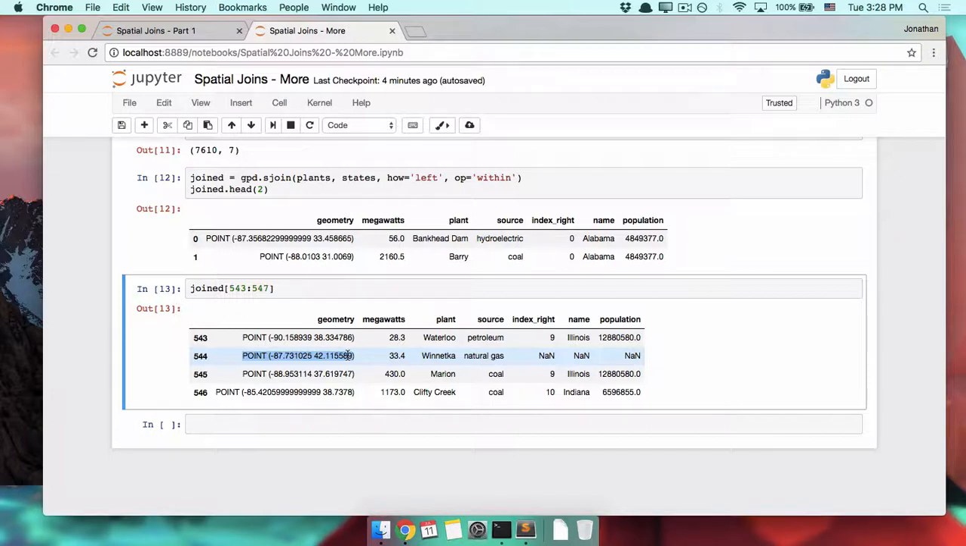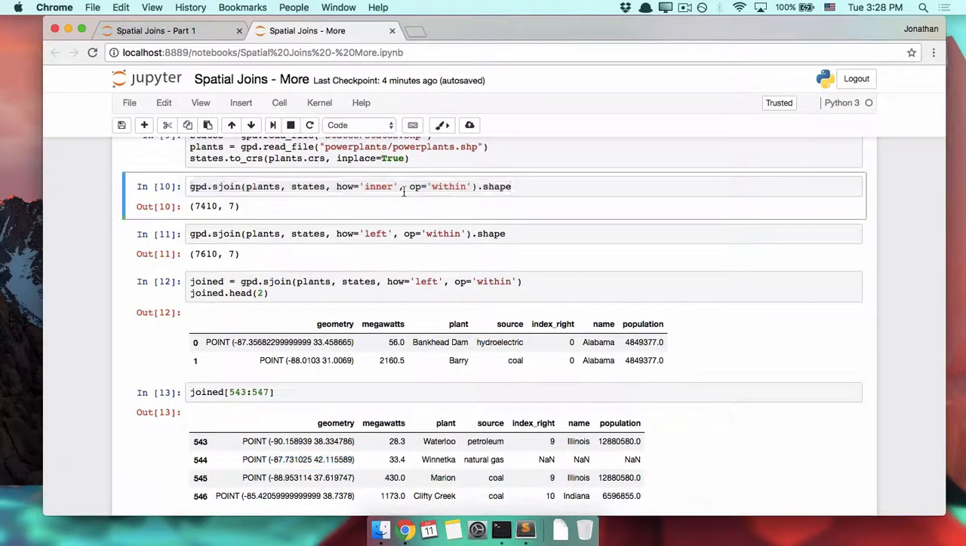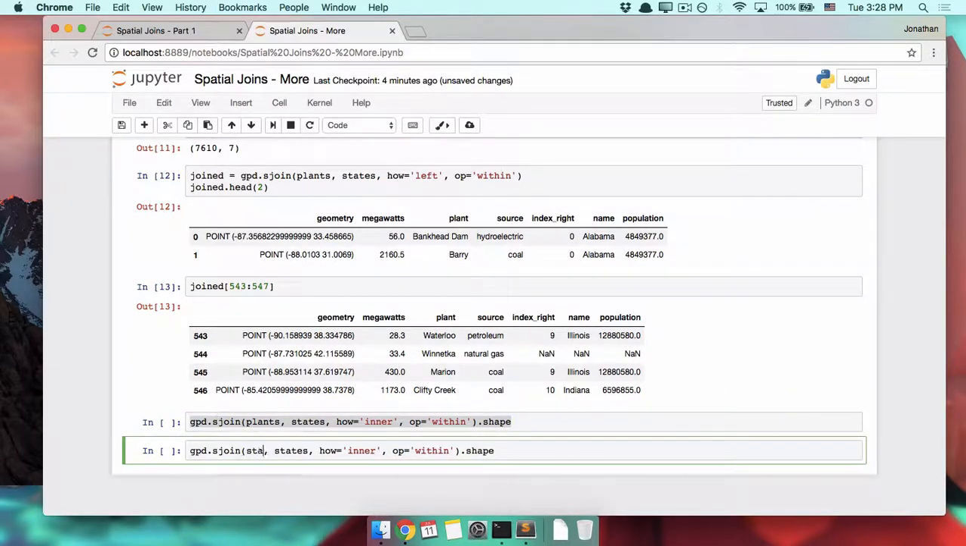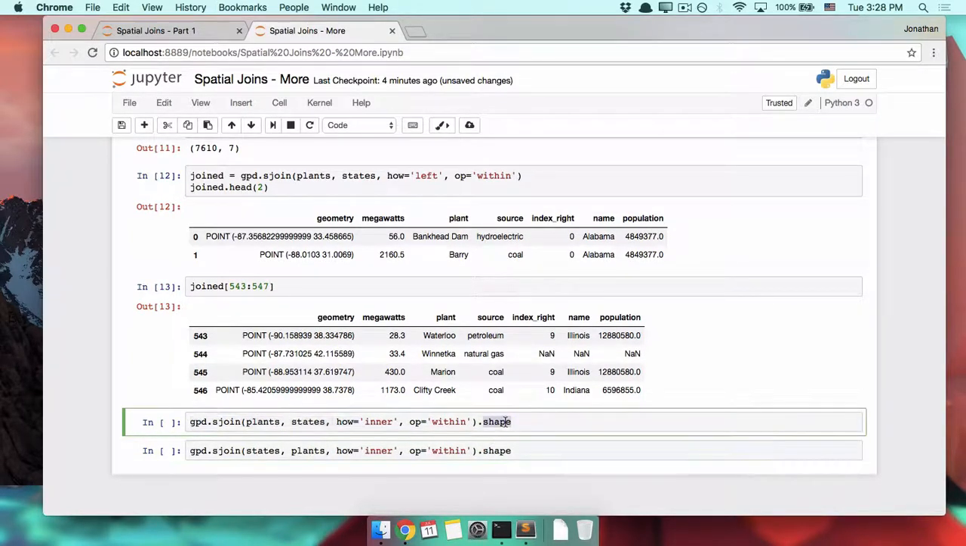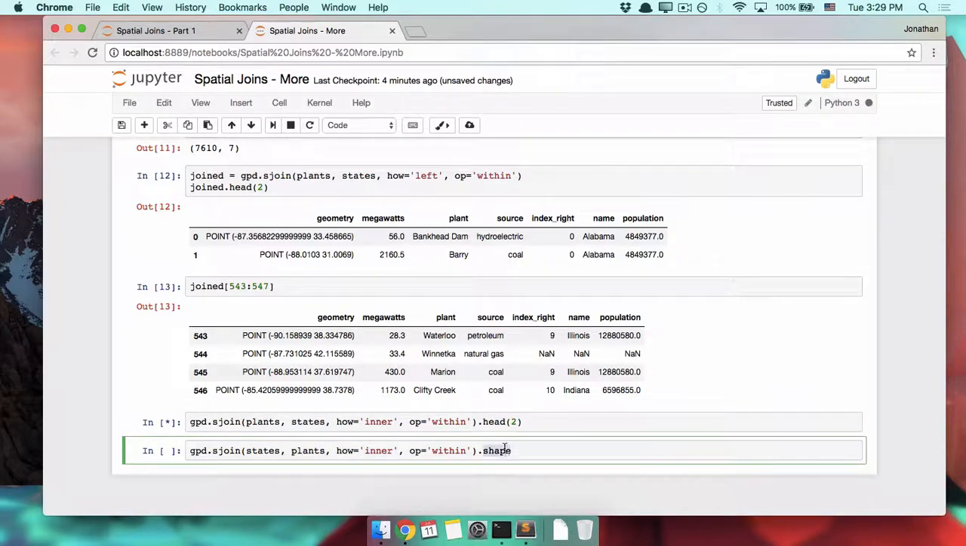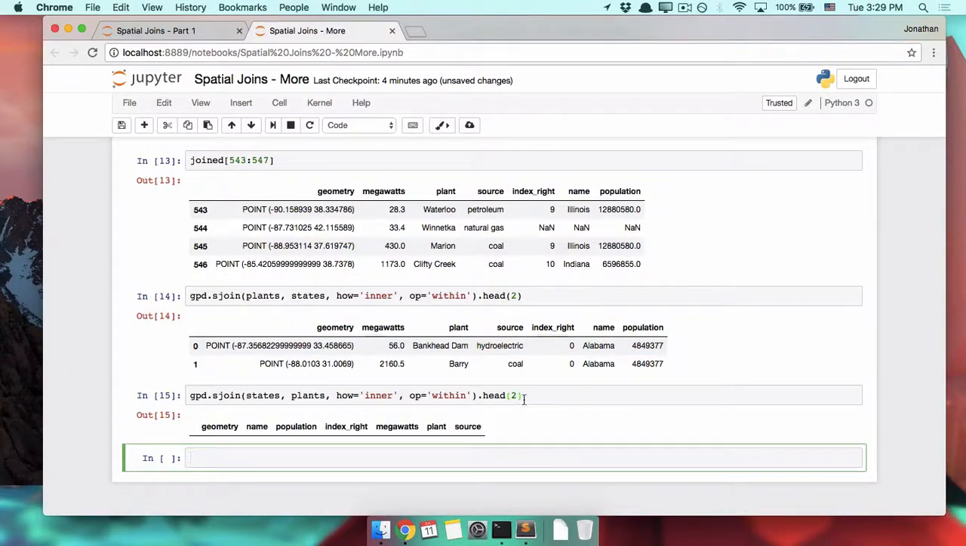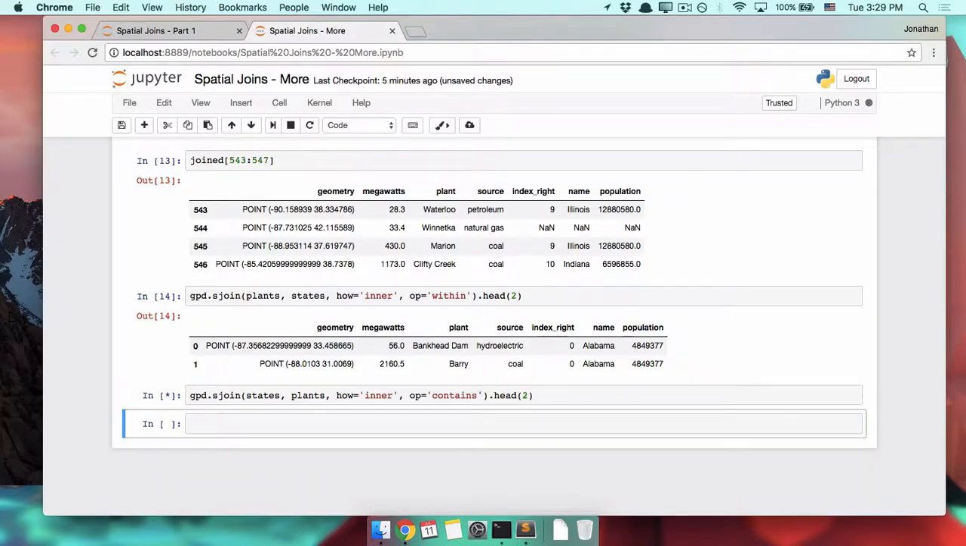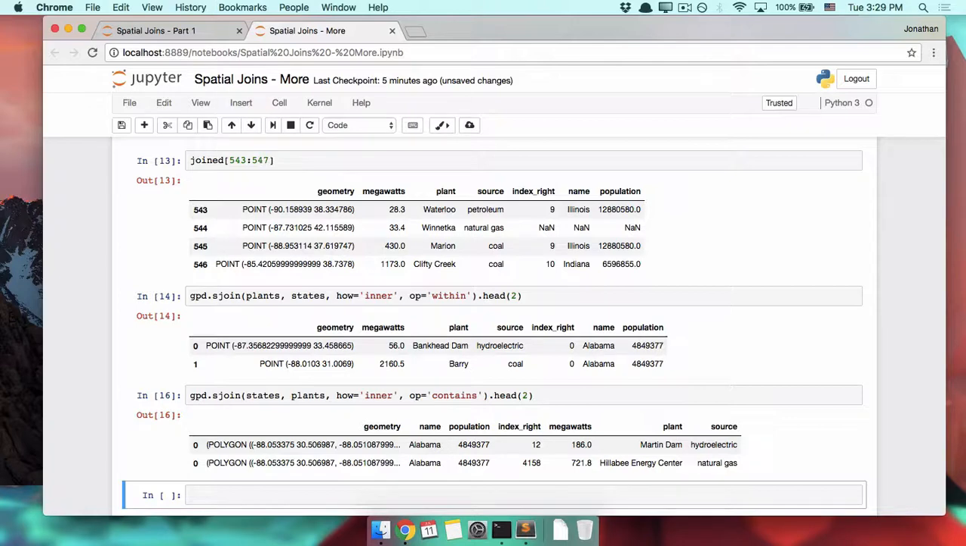So while we're talking about inner joins versus left joins, let's revisit what we did in a previous video where two different spatial joins had the same results. So we did the spatial join of joining plants to states, and then we also did joining states to plants. And I'll just have us look at this so we can remember what they each did. Oh, once again, operation should be contains. So when I run this, the only difference between these two is whether each row has the geometry of a power plant or the geometry of a state.